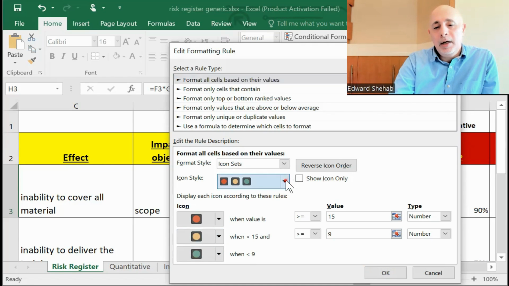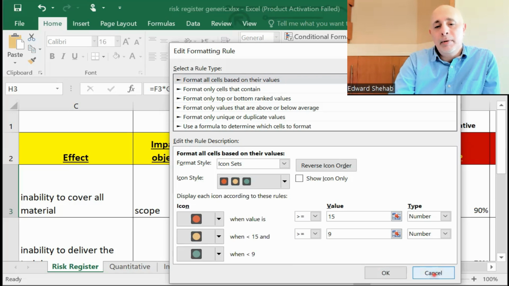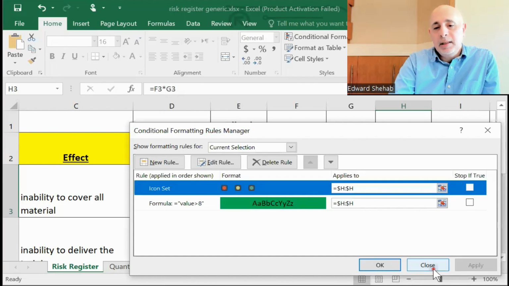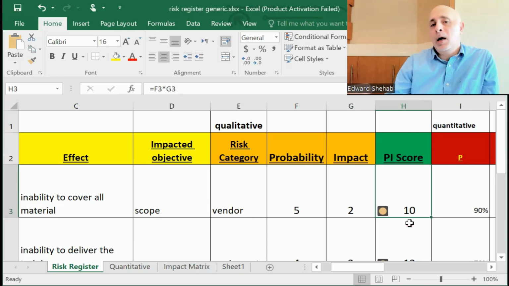You can even change the icons if you want. That's totally up to you. But this is the range that I have in there, and that seems to work for me. Now, who really determines that red is 15 and above or 20 and above? That's usually your stakeholders, your management. How fearful are they? How much can they tolerate risk, and that will decide things.